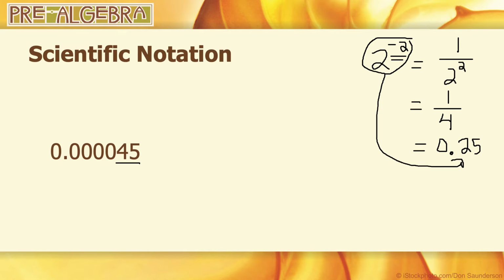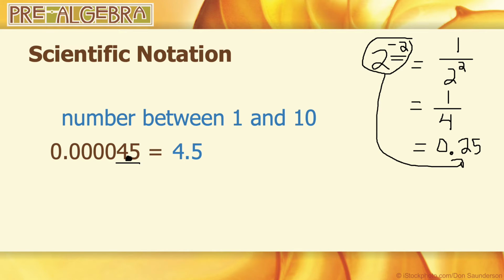That's not going to work. So we're going to make it 4.5. This is where we want our decimal point to be. So how many times do we have to move this decimal to get to the 4.5? 1, 2, 3, 4, 5.